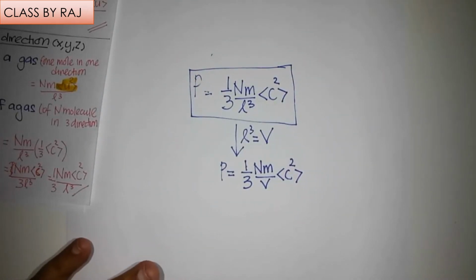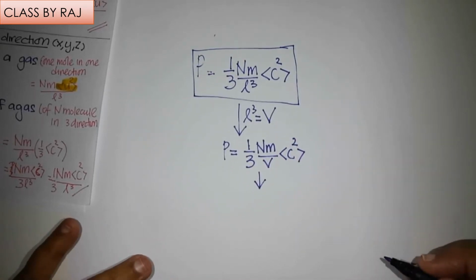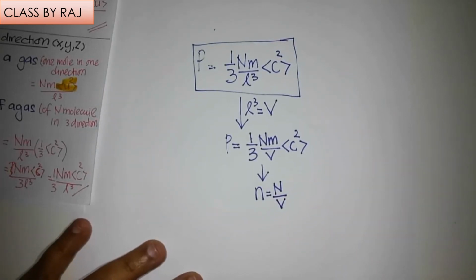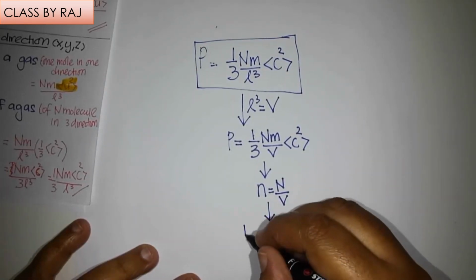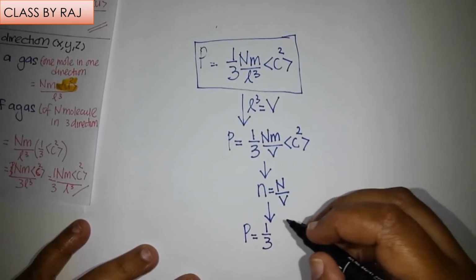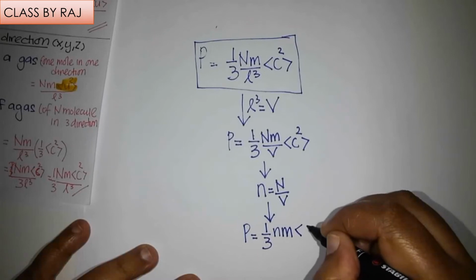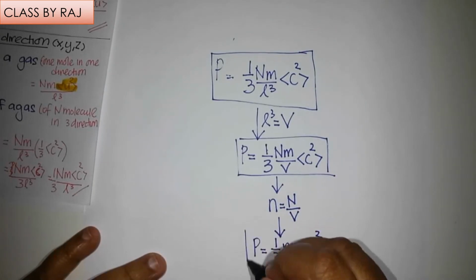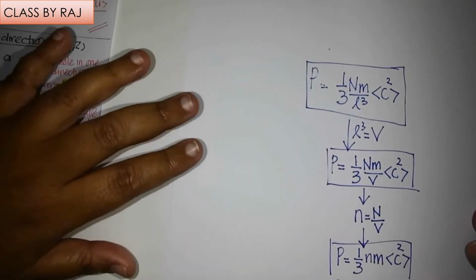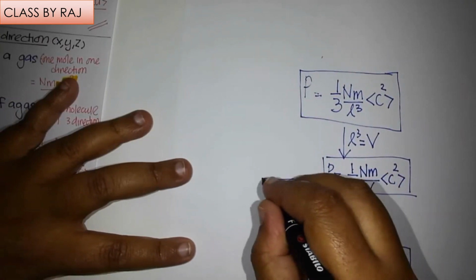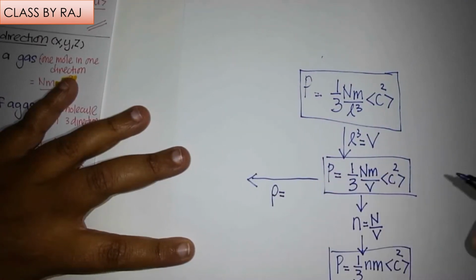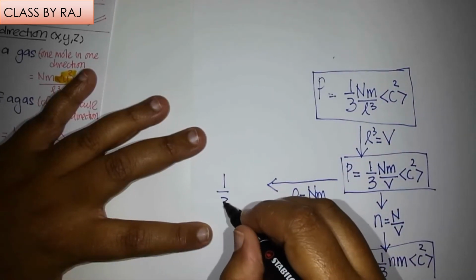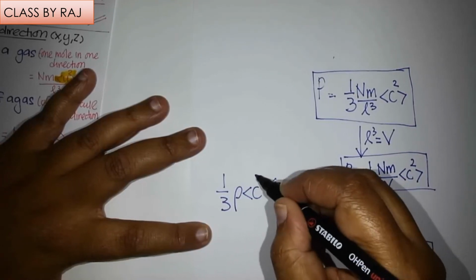Okay, alright. If small n is equal to the number of molecules per unit volume, then the formula will change to pressure of a gas equals 1/3 n m mean square speed. Okay, so we have 1, we have 2, and we have 3. Number 3 will be, if density is Nm over V, then the formula will be 1/3 rho mean square speed.